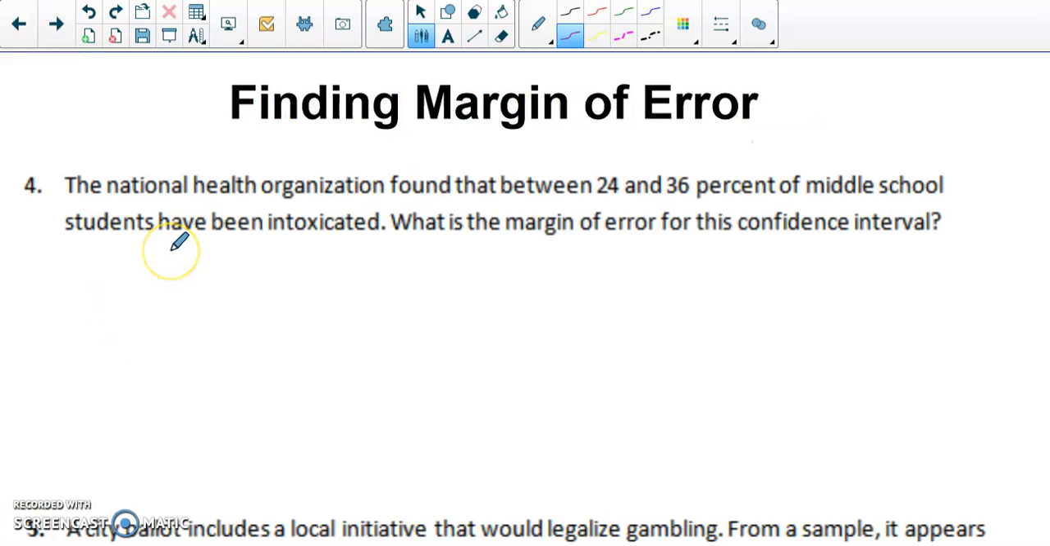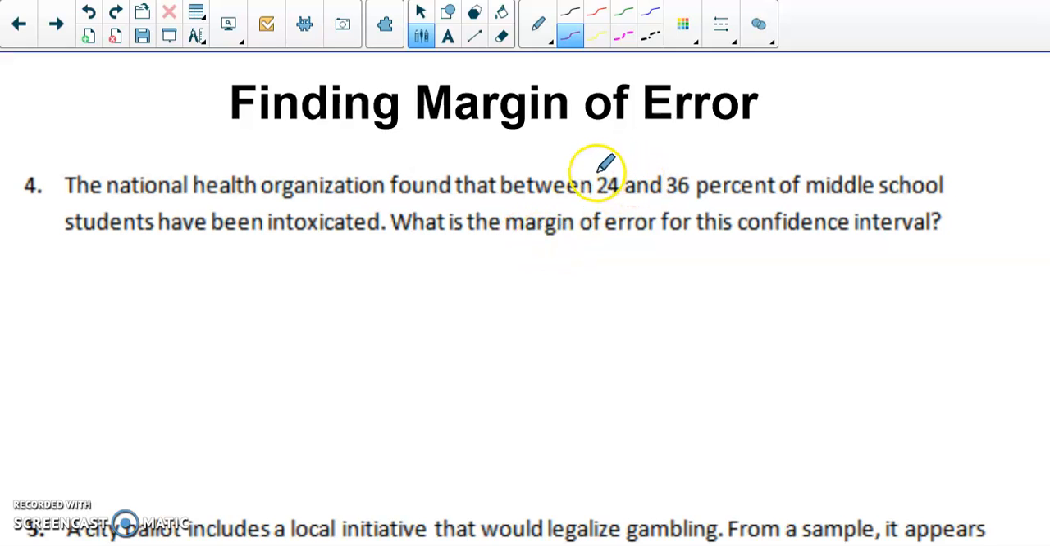Now let's look at this problem. It's about finding the margin of error. The National Health Organization found that between 24 and 36% of middle school students have been intoxicated. What is the margin of error for this confidence interval? So let's see what we are given here. We're given between 24 and 36%, so we're given the confidence interval. And what do we have to figure out? The margin of error.